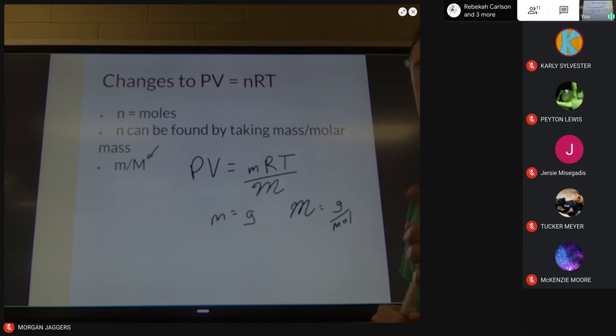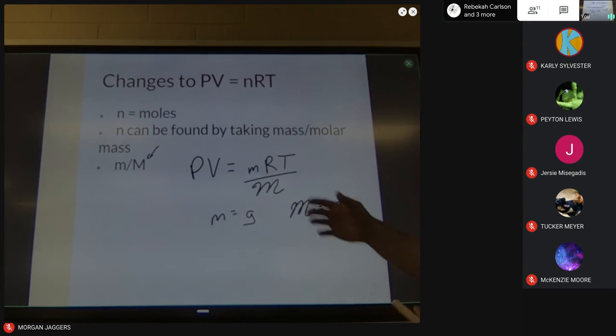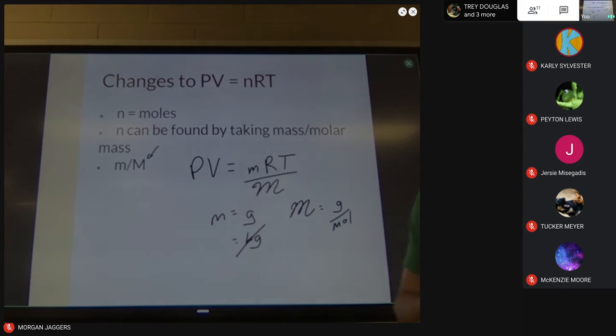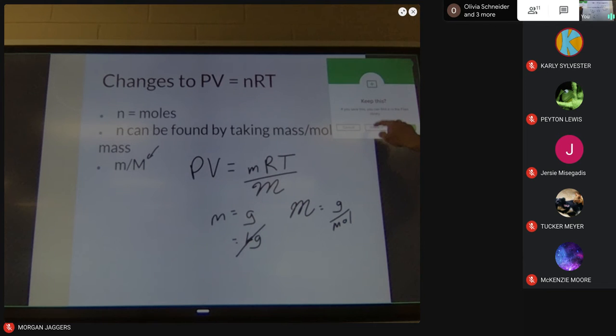So that's number one. We'll do a couple of examples with this. If mass is given to you in kilograms, that ain't going to work. You have to convert to grams before you plug it into your equation. So that's one of those little things that professors get you on.